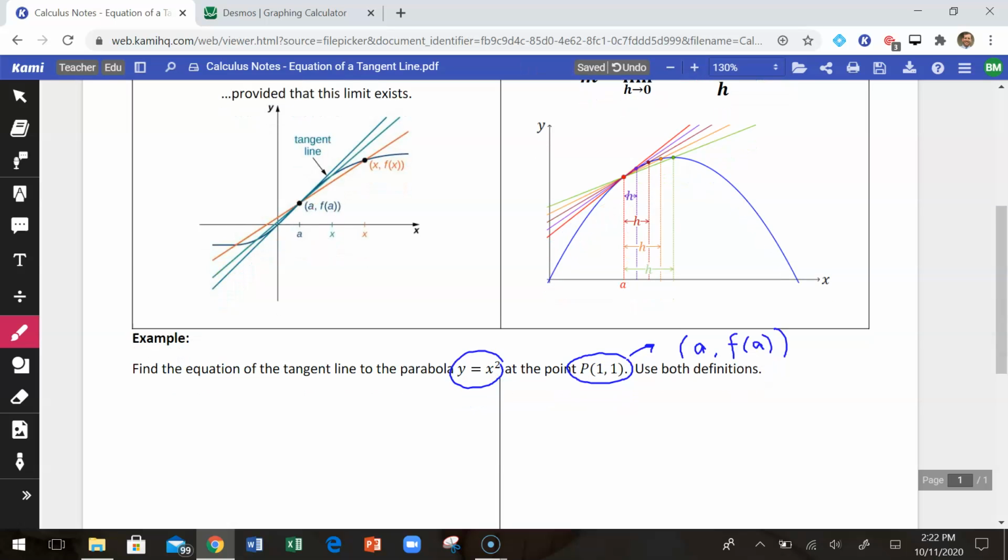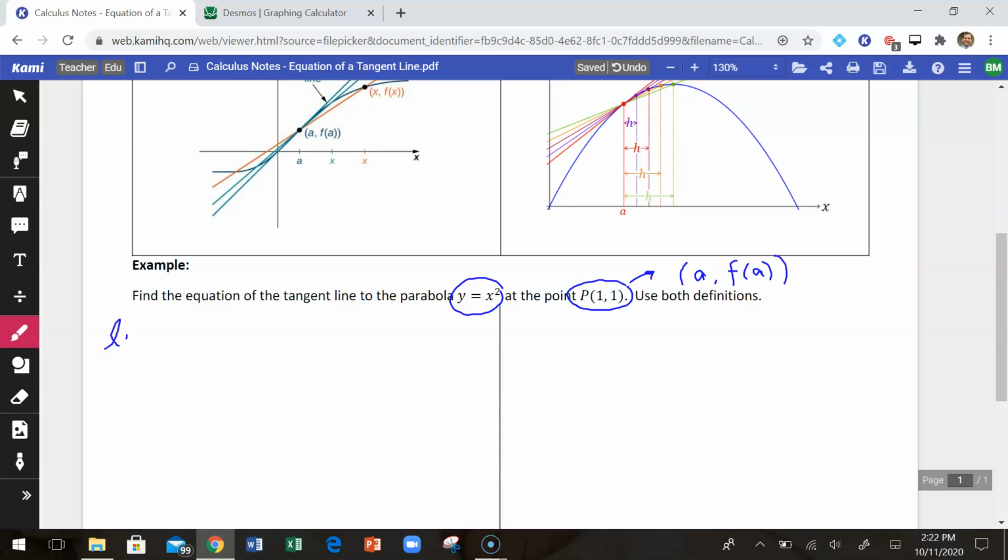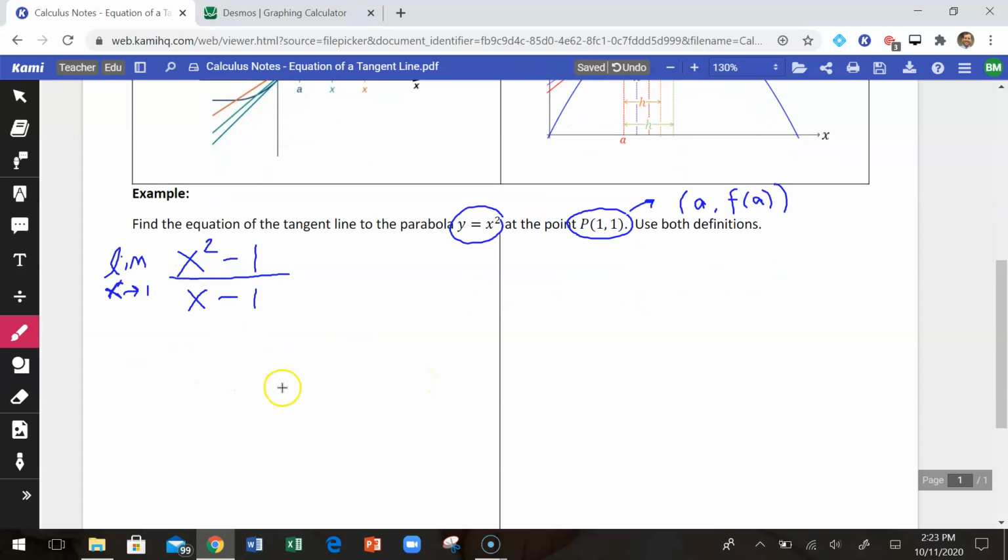So in this definition, we would have the limit as x approaches a, and a is 1, right? That's the x coordinate that we're looking at, is 1. So the limit as x approaches 1 of f of x, which is x squared, minus f of a, so that's the y coordinate of the point we're concerned about, which is 1, over x minus a, and again, a is 1. So I just need to evaluate this limit. And again, this is going to give me the slope of my tangent line.